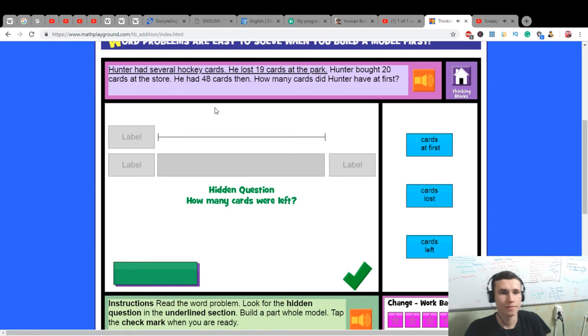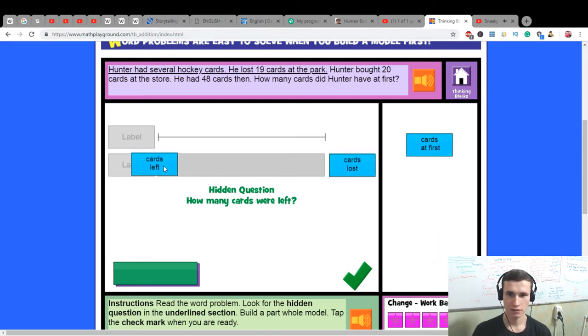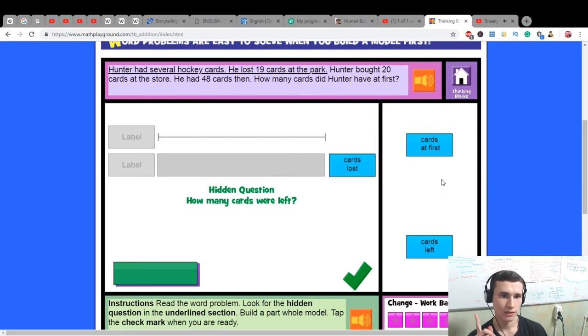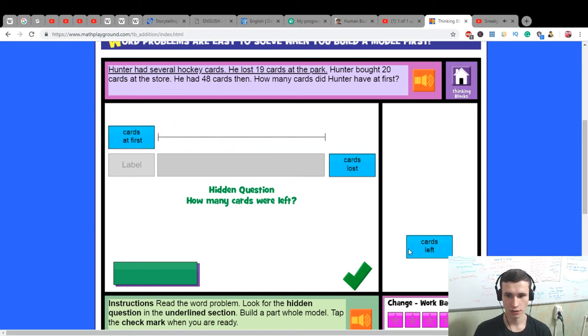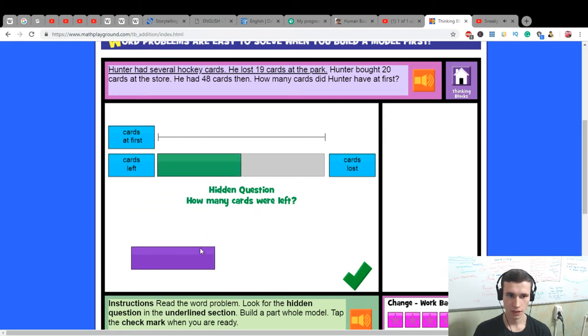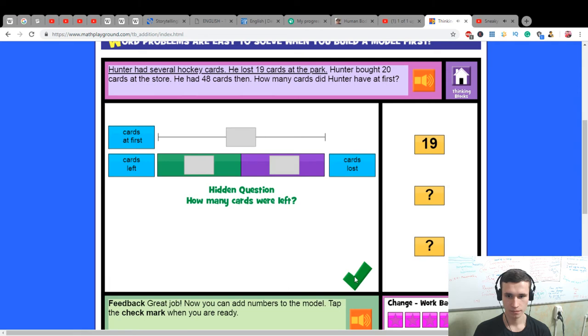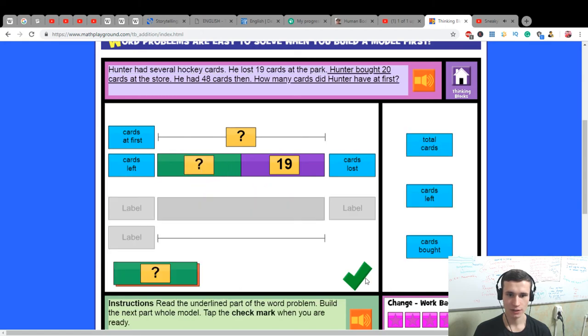And let's do next. Hunter had several hockey cards. He lost 19 cards at the park. Cards lost. Hunter bought 20 cards at the store. Okay, at first, more cards left. Cards at first, more. Okay, 19, he lost cards. Hunter bought 20 cards at the store. 20 cards.